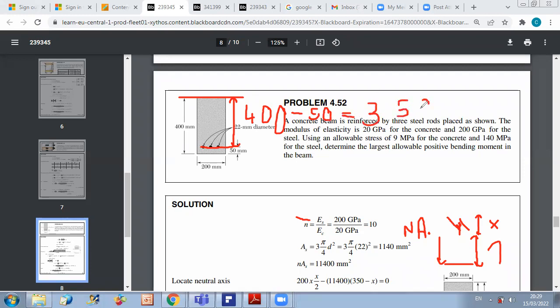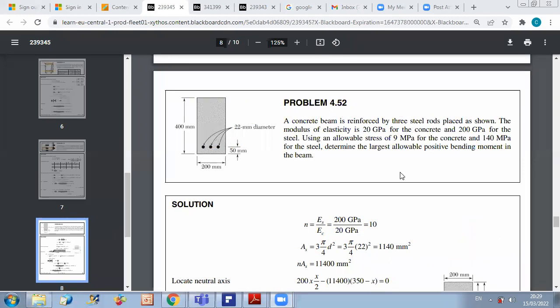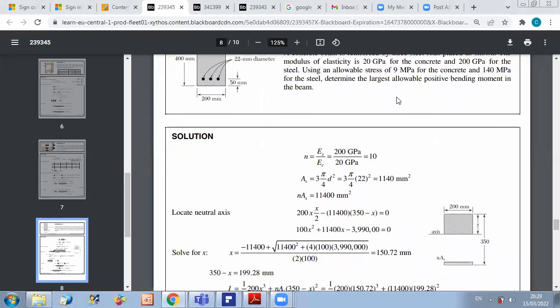Okay, and then you can say that I can express the distance from the steel area, the modified steel area, to the neutral axis as d minus x, which is 350 minus x. So this distance is 350 minus x. This is the absolute value of y2, and you put minus because it's below the neutral axis. And now you will get a second degree equation function of x.